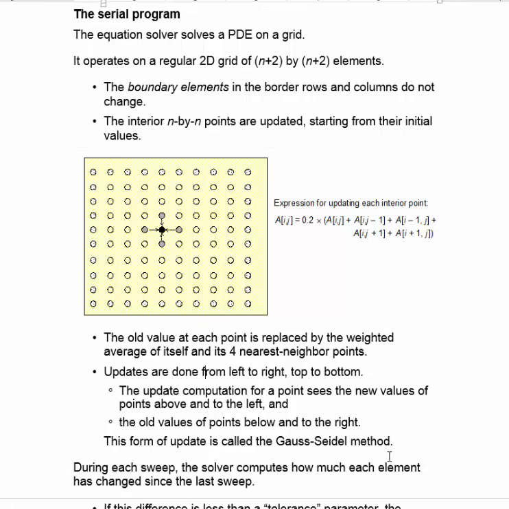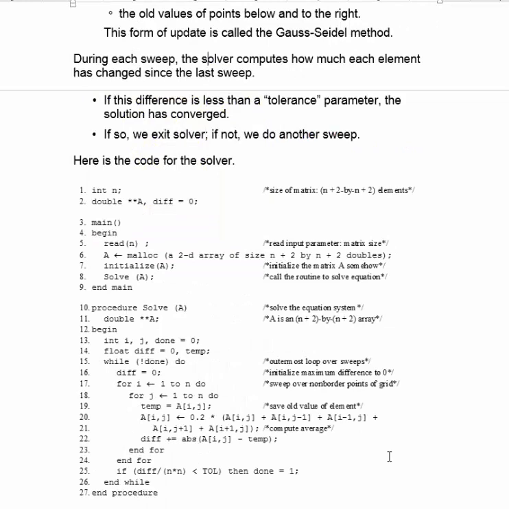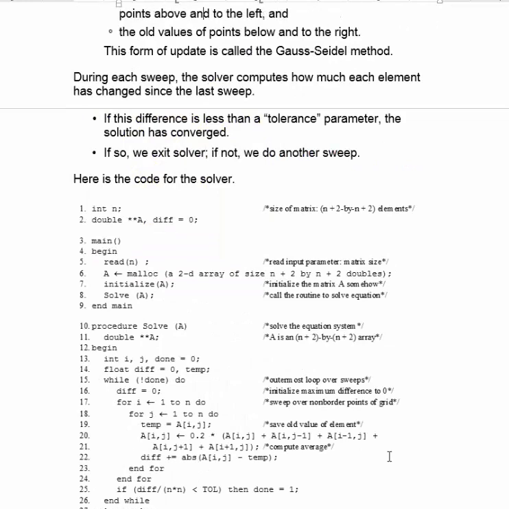During each sweep, the solver computes how much each element has changed during the iteration. If the difference is less than a tolerance, the solution has converged. And actually the way it does it is to take the overall difference between the new points and the old points and divide it by n times n, which is the number of points. So if the solution has converged, we exit the solver. If not, we do another sweep.